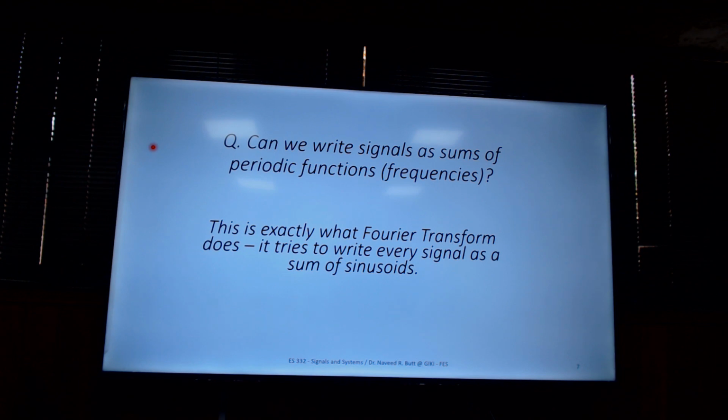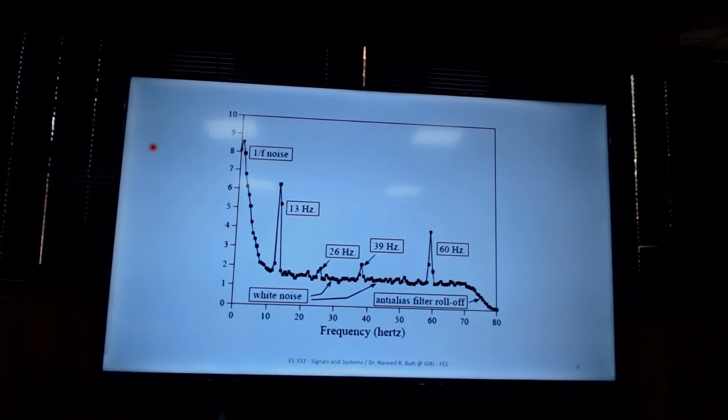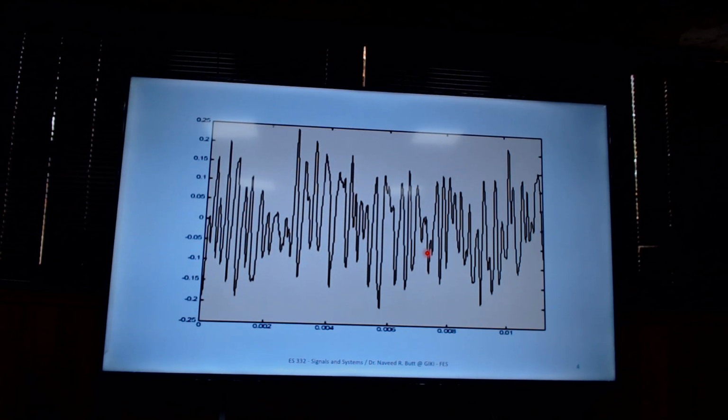So this is the question that ends up being answered by Fourier, although he didn't start like that. Now, can we write signals as a sum of frequencies or periodic functions? When we write it like this, we are saying that if you take a sinusoid of this frequency, this, and this, and add them up, you will come very close to this thing, very close.